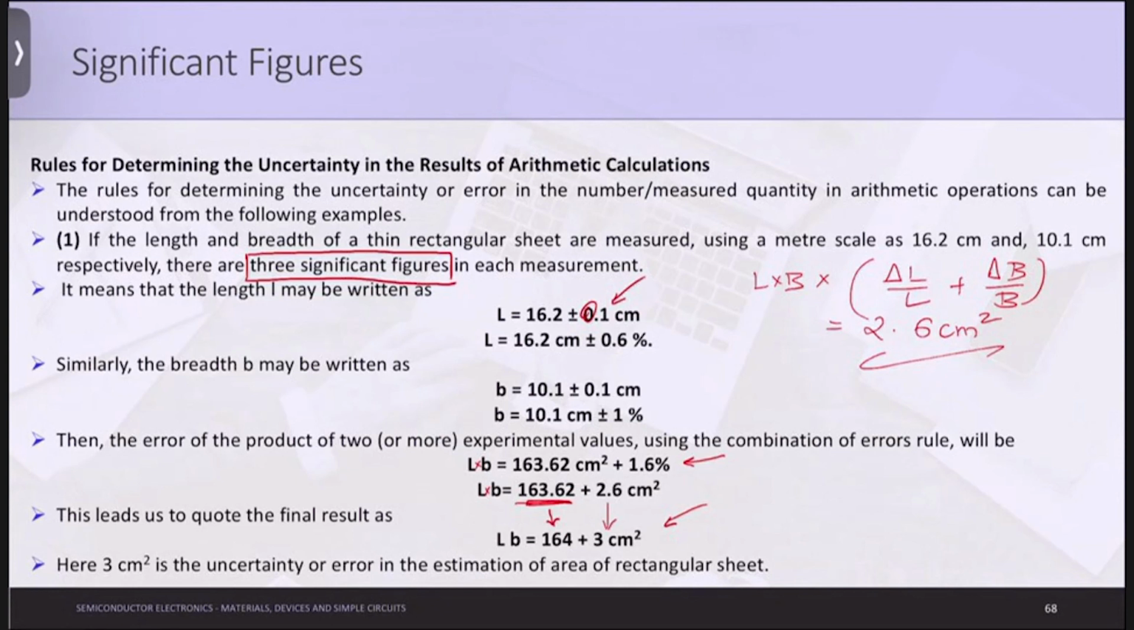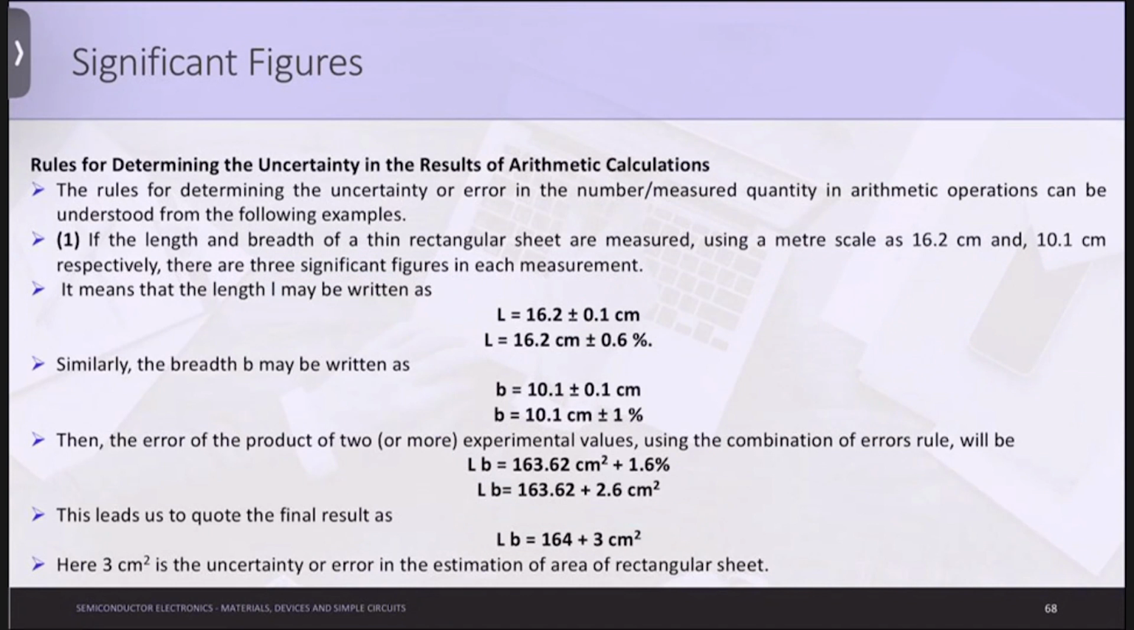And that is how, whenever you need to quote the final result for any question from the units and measurement concept, always try to understand what the significant figures are for the base number and what the significant figures are for the rounding of the number. So here 3 centimeter square is the uncertainty or error in the estimation of area of a rectangular sheet.